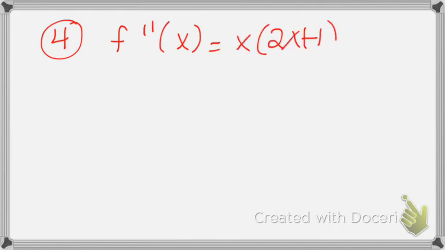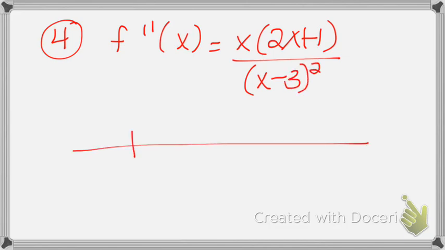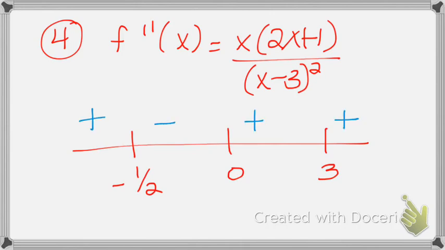One last example. We're going to let f double prime of x equal x times 2x plus 1 over x minus 3 squared. Again, this is already the second derivative. I've already found it for you. You set the bottom or the top equal to 0, you get negative a half and 0. Set the top equal to 0, you get 3. Plug in values into that derivative, you'll get positive, negative, positive, positive.